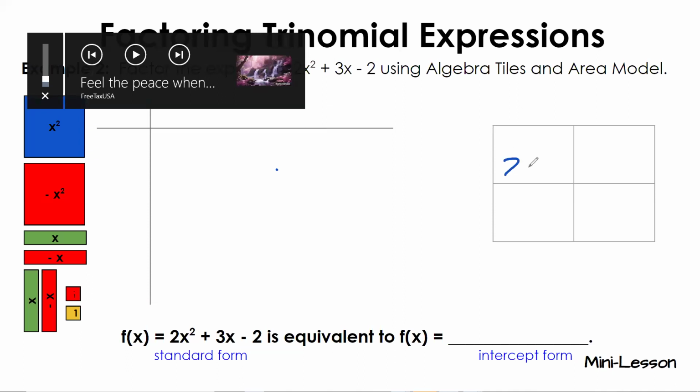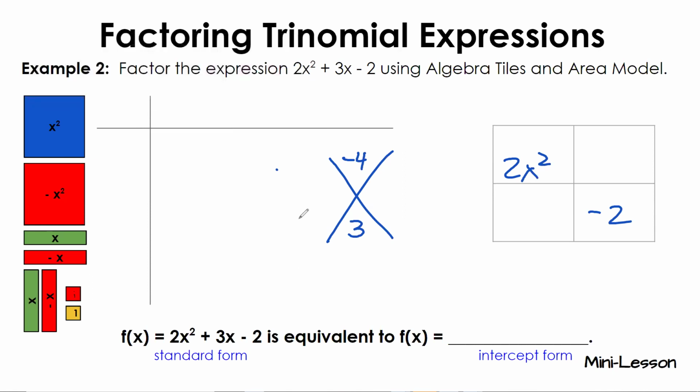So we're going to put the first term in the first box, last term in the last box. Our big X, A times C, that's negative 4. B is 3. What 2 numbers can I multiply together to get me negative 4, but add together to get me 3? So 4 and negative 1, right? That work? Okay. So 4x is going to go here, and negative 1x is going to go here.